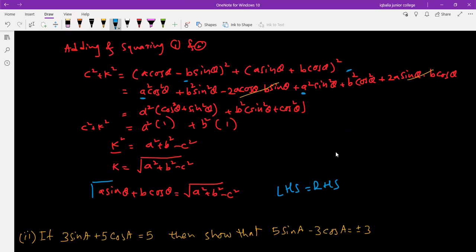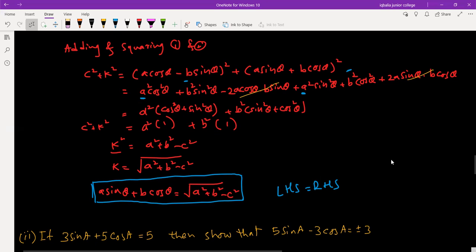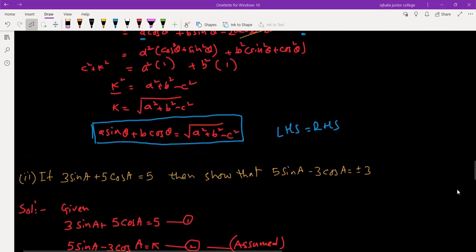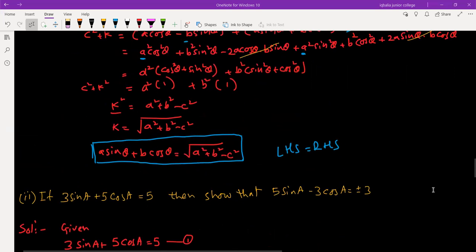Okay, boys, in this question, do you have any doubt? In this question, first of all, you have to assume, and you have to take squares and add them and then simplify them, then you will get the answer. Okay, now is there anyone who has a doubt in this question? Okay, no doubt, very good.